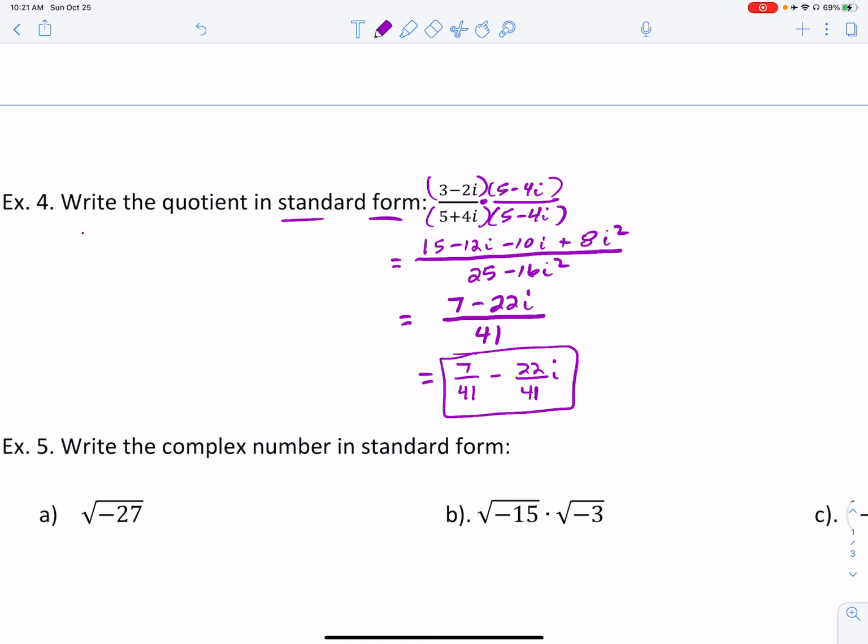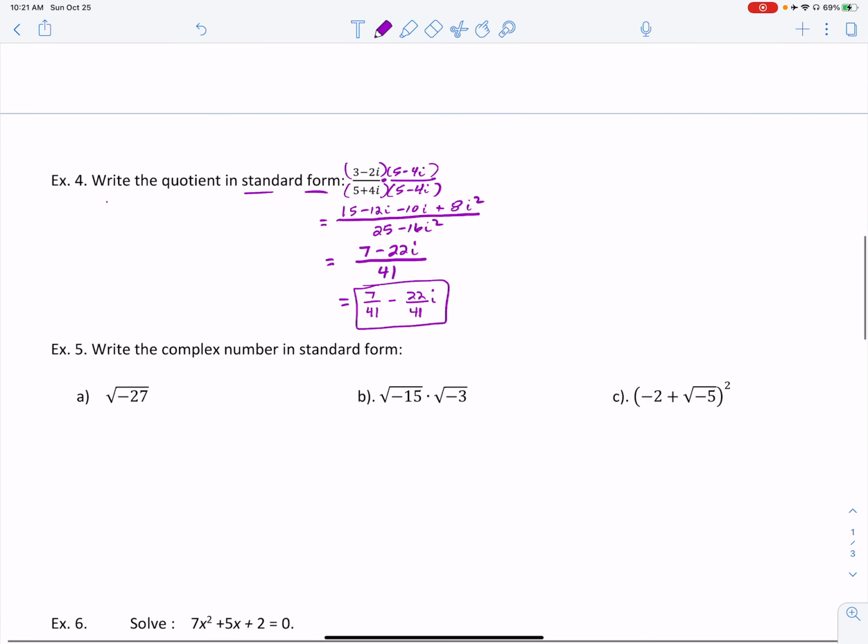Again, the 8 times the i squared is negative 1, was a negative 8. 15 minus 8 was 7, and collected like terms. And that's the form you have to write it in. You can't leave it in the step before because it's not in standard form. So you've got to get down to that answer.